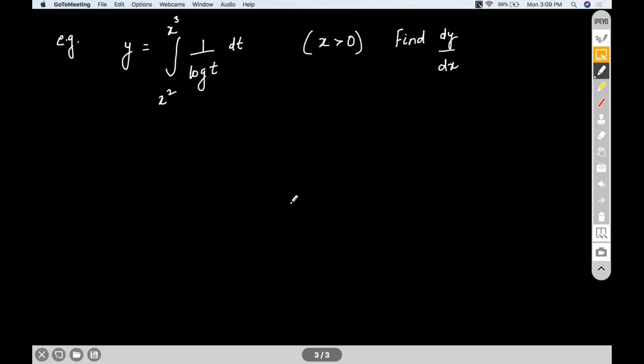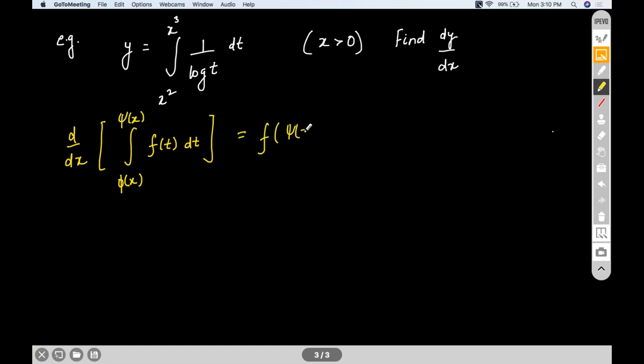Would you like to give it a try? Just try it out. I'll rewrite the formula for you over here if you have not copied it. It says that the derivative of the integral from phi x to psi x, phi x and psi x being some functions of x, of a function f of t dt is given as f of psi x into derivative of psi x minus f of phi x into derivative of phi x. Please do give it a try, and once done, just type in done on your chat box so that I can discuss it. It should just take you less than a minute. So use Leibniz rule.